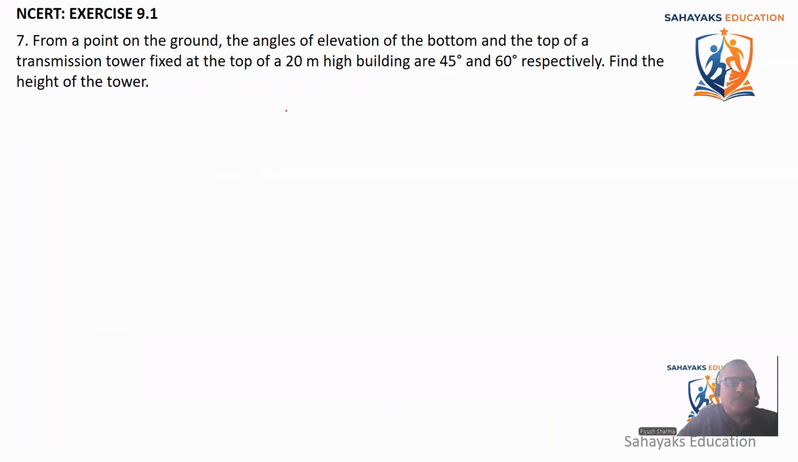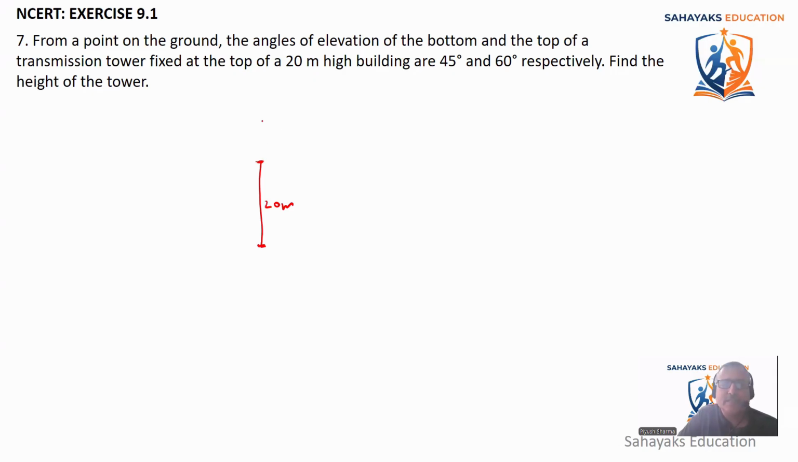Okay, so coming to this question, it says from a point on the ground, the angle of elevation of the bottom and top of a transmission tower fixed on the top of a 20-meter building. So first we'll make a 20-meter building. This is a 20-meter building, and there is a transmission tower on top of it.